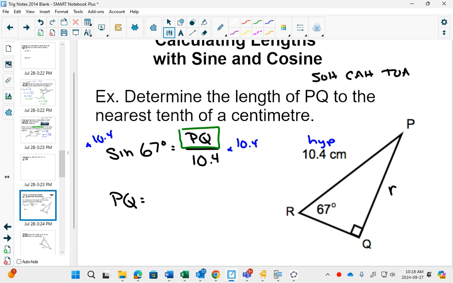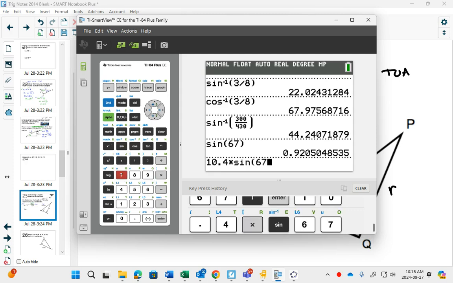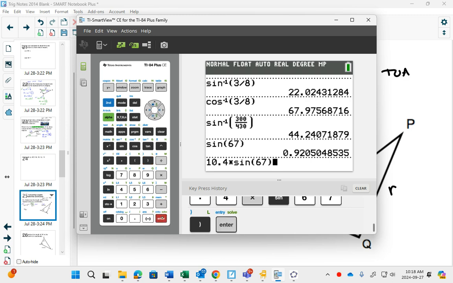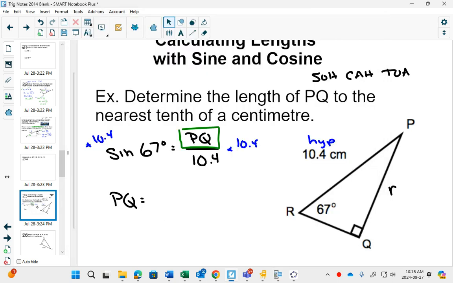Well, what would I type in my calculator? The other side is 10.4 times sine of 67. Push enter. 9.573. How many decimals do they want? Nearest tenth, 9.6.